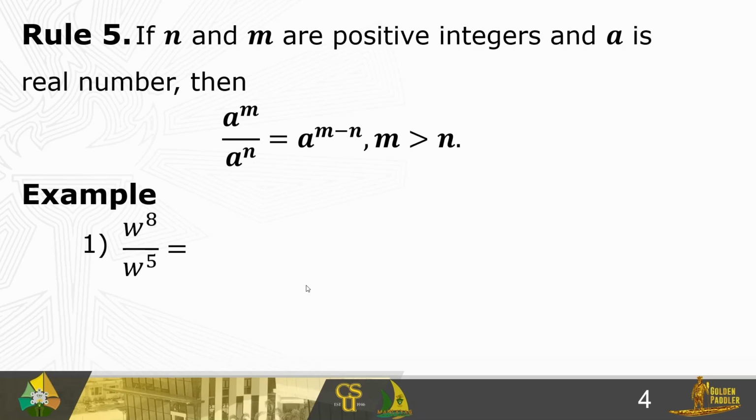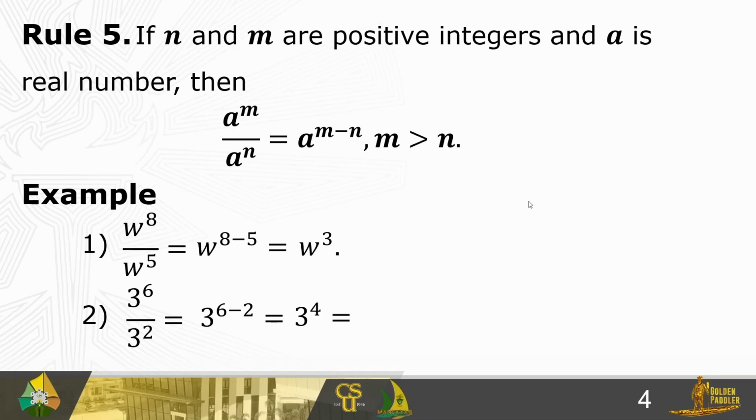For example, w raised to the power of 8 over w raised to the power of 5, and since the exponent of the numerator is greater than the exponent of the denominator, then we can apply this rule. So we have w raised to the power of 8 minus 5, which is equal to w raised to the power of 3. Another example, 3 to the power of 6 over 3 squared is just equal to 3 to the power of 6 minus 2, which is equal to 3 to the power of 4. And multiplying 3 by itself 4 times results in 81.